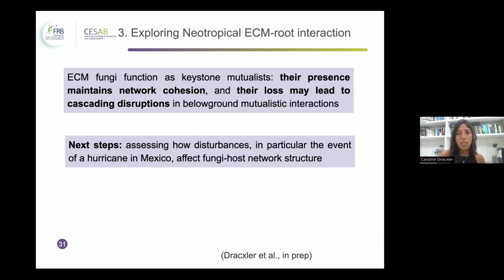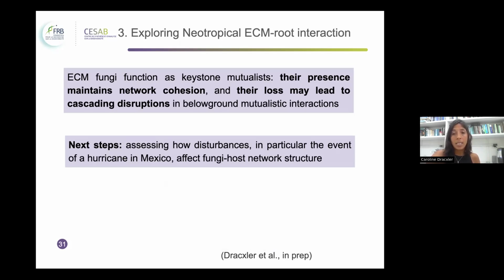So, putting these results together, it suggests that ectomycorrhiza are keystone mutualists and that their presence maintains network cohesion. And this has important implications because their loss, for example due to some environmental change, may lead to cascading effects, and it can also affect other fungi and the resilience of these below ground mutualistic key interactions, because their effect can propagate through the entire network.